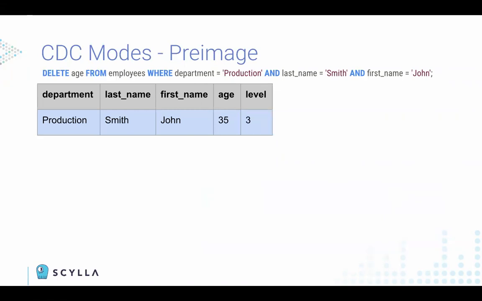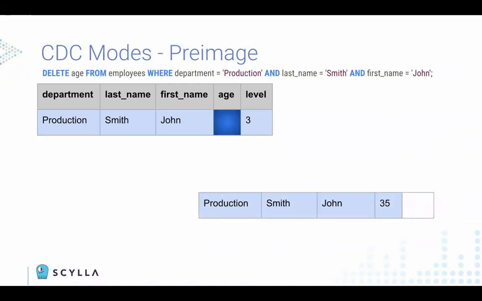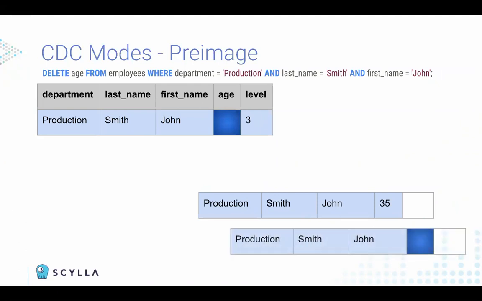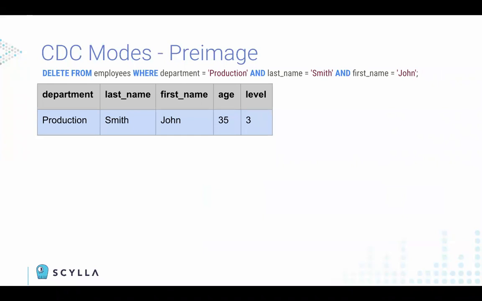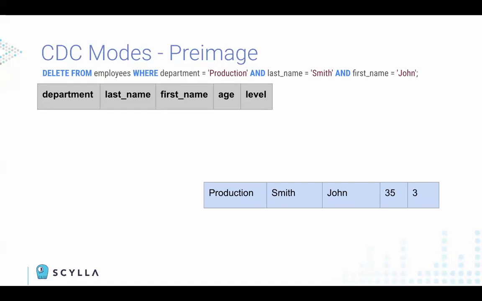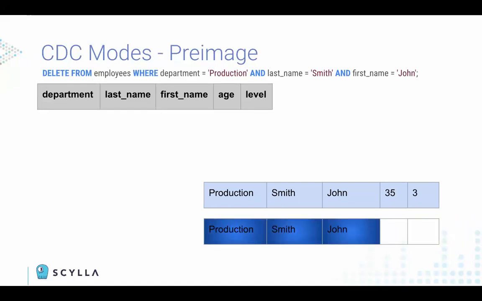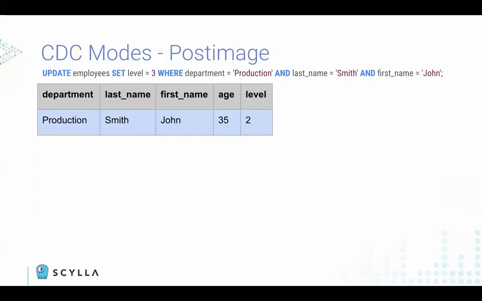If we delete just the age, then it's going to be a tombstone again, and the preimage is the data that was actually removed, plus the primary key because we need to be able to identify the row. Again, comparing with the delta itself. If we delete the whole row, then the preimage is the whole deleted row, and the delta is just a tombstone on the primary key. With the postimage, let's see what happens when we update.